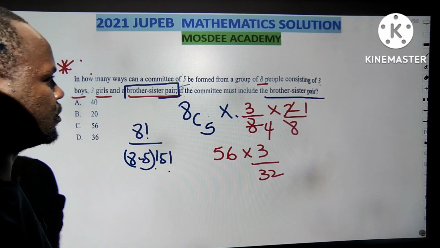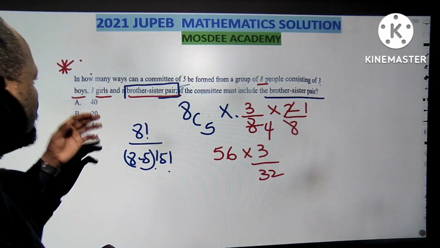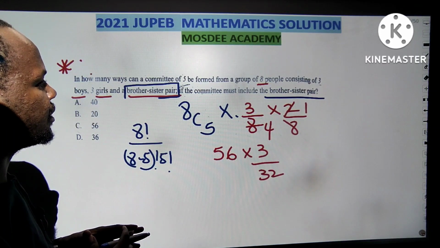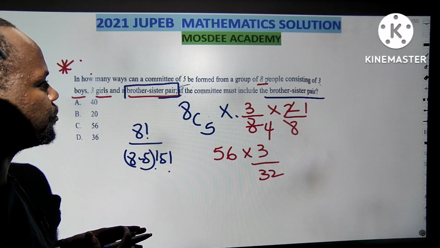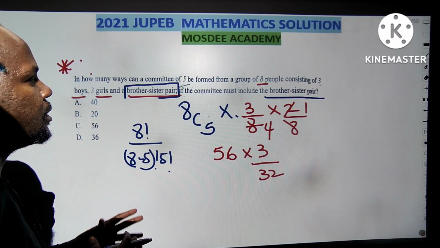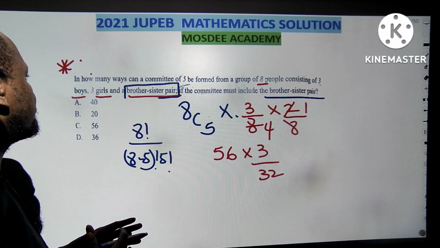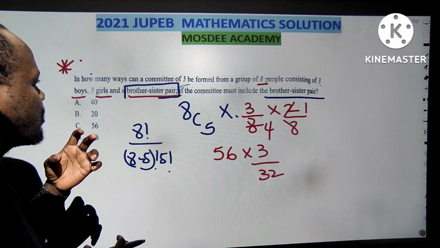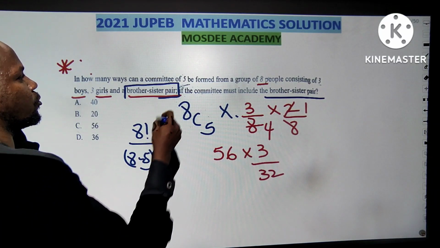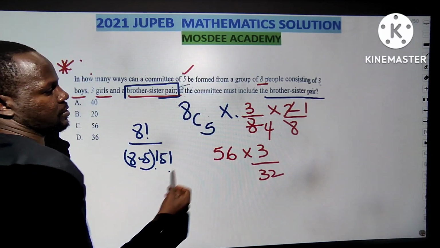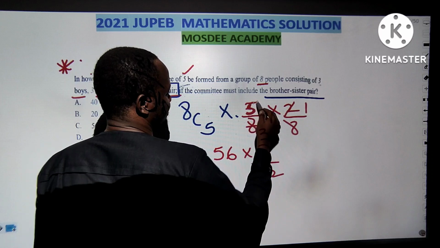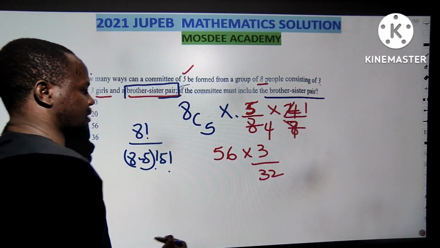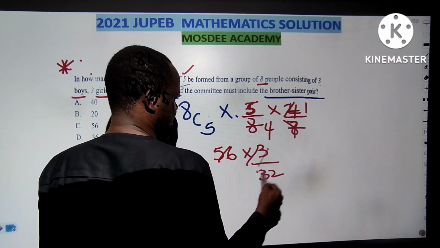This is 1 now. In how many ways can a committee of 5 be taken from 8 people, 8 combination 5, consisting of 3 boys and 3 girls, and the brother and sister should be formed. Look at me. A committee of 5. So this should be 5 over 8 times the second person 4 over 7. That was a mistake I made. So please let's just correct that.